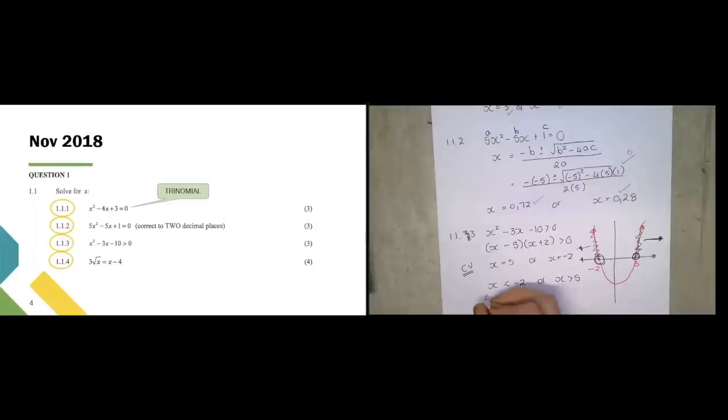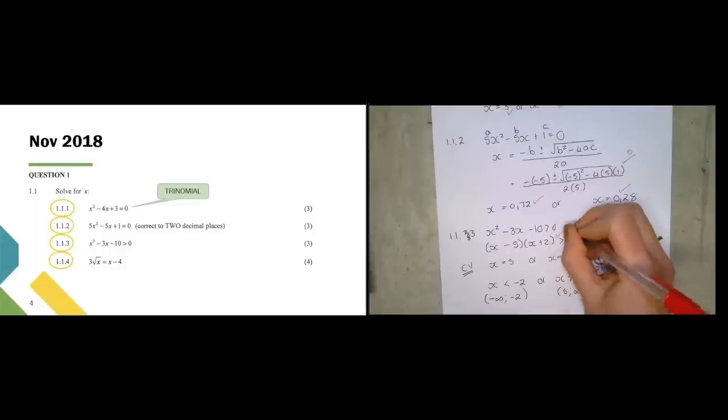Remember, you can also say it is from negative infinity to negative 2. Please remember round brackets, it's not equal. And from 5 to positive infinity. Either of the notations is acceptable. This was also a 3-mark question, so where did the marks go? Factorizing the trinomial. And then for each of the answers in either notation.